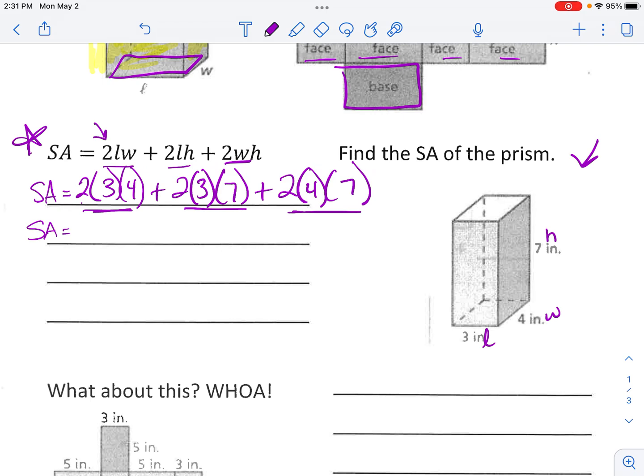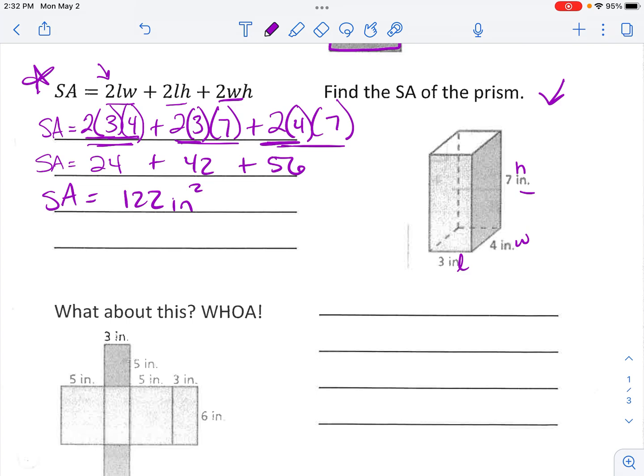So we have 2 times 3, which is 6, and 6 times 4, which is 24. Double check all these. 2 times 3 is 6, 6 times 7 is 42, 2 times 4 is 8, 8 times 7 is 56. Then we can add at last 24 plus 42 plus 56, and we get 122. Look at our labels. It's inches. It's surface area. Area is always squared.